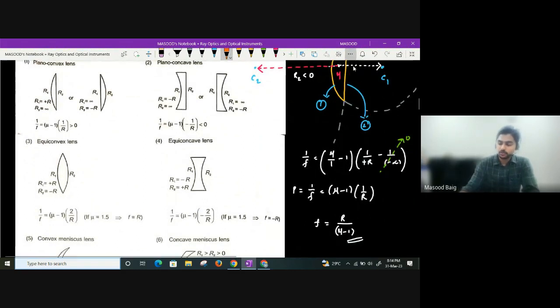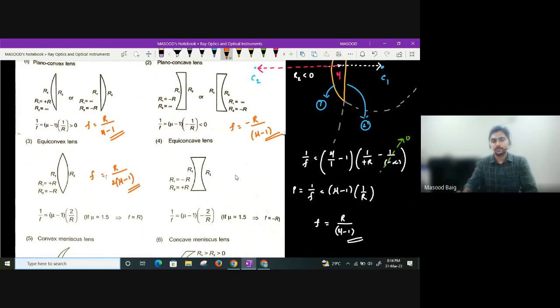For a plano convex lens, always remember, whenever the term convex comes into the picture, its focal length will always be positive. And whenever the term concave comes into the picture, its focal length will always be negative, guys. So for a plano convex lens, you will get the focal length as r divided by mu minus 1. For a plano concave lens, you will get the focal length as minus r divided by mu minus 1.